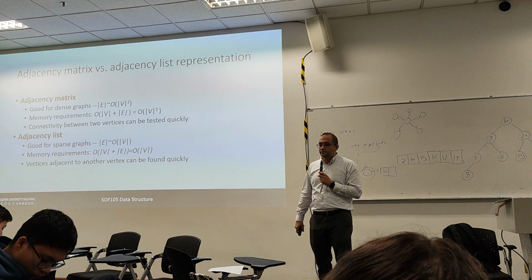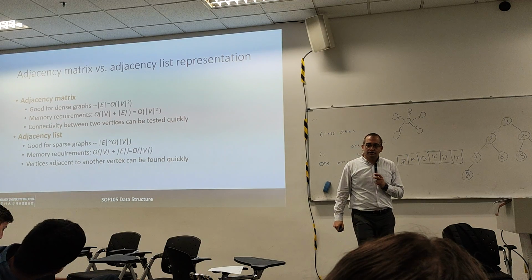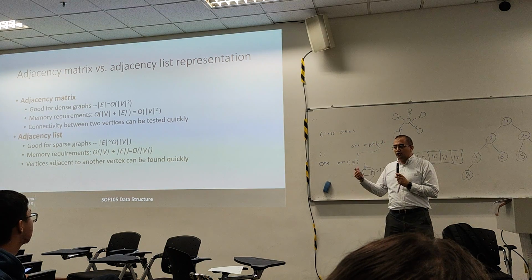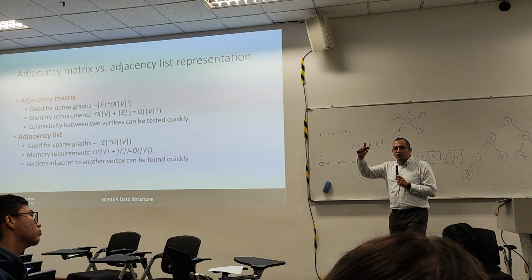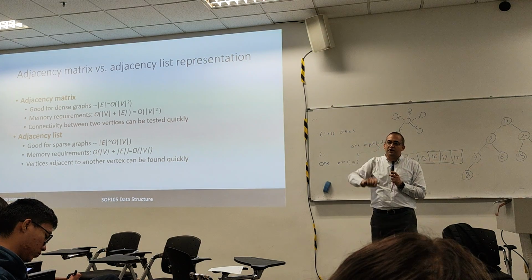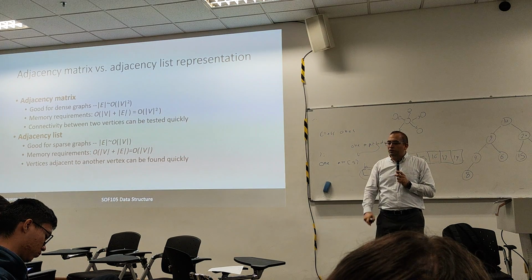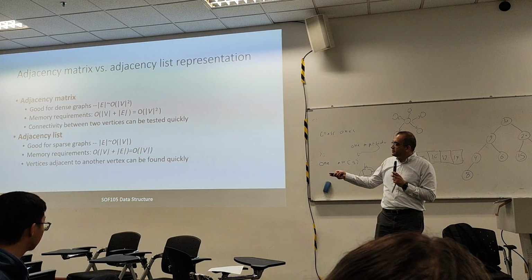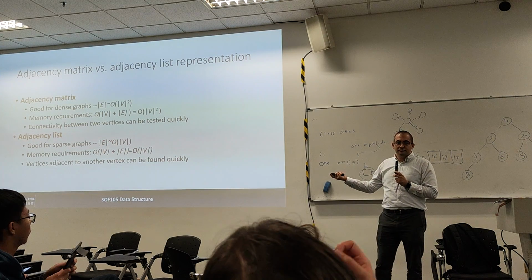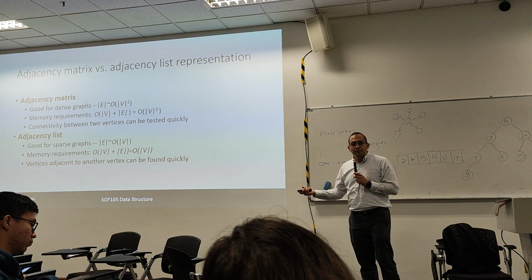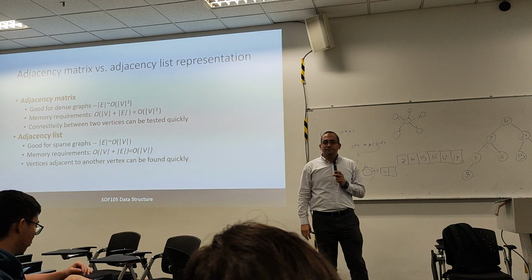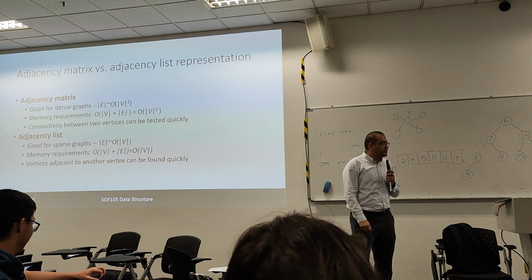Why V? Why not V squared? Because you notice that the number of vertices is very similar to the number of edges, correct? They are almost equal, so it doesn't matter if it's V or E here. They are relatively the same. In a sparse graph, all the time, edges and vertices are very close to each other. So that's why they are the same.